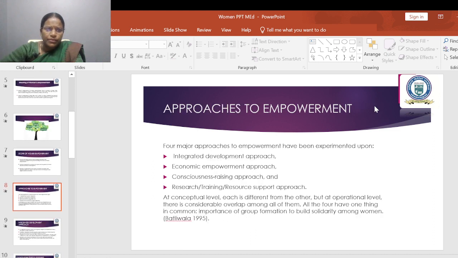Approaches to empowerment. Four major approaches to empowerment have been experimented upon: integrated development approach, economic empowerment approach, consciousness raising approach, and research, training, resource support approach. At the conceptual level, each is different from the others, but at the operational level, there is considerable overlap among all of them. All four have one thing in common: the importance of group formation to build solidarity among women.